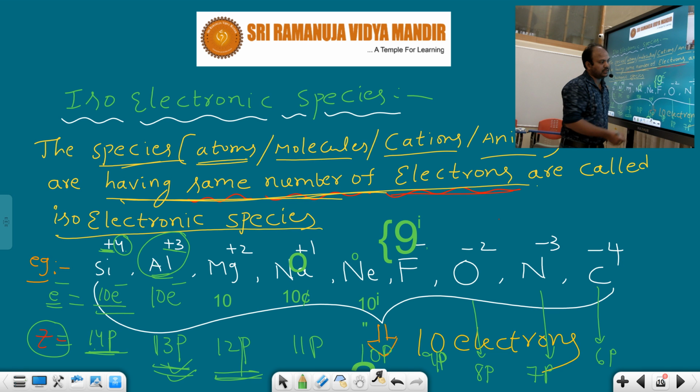But fluorine gains how many electrons? 1, because when a minus charge is present, it is gaining or accepting. How many electrons are gaining? 1. So 9 electrons will be present in it. Now gaining 1 electron, total it has how many electrons? 10 electrons.